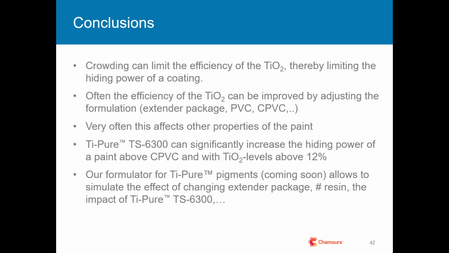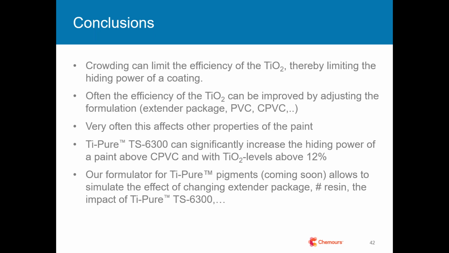So as a conclusion, crowding can limit the efficiency of the TiO2, thereby limiting the hiding power of the coating. We see that very often the efficiency of the TiO2 can be improved by adjusting the formulation, and that can be done by adjusting the extender package, playing around with the PVC, the critical PVC, and so on. But very often this also affects the other properties of the paint. And all these things need to be brought into balance.